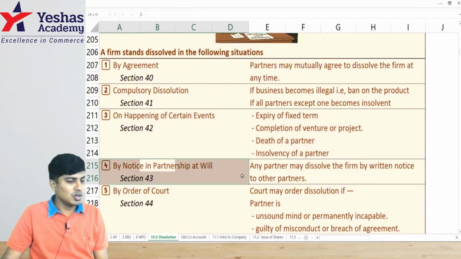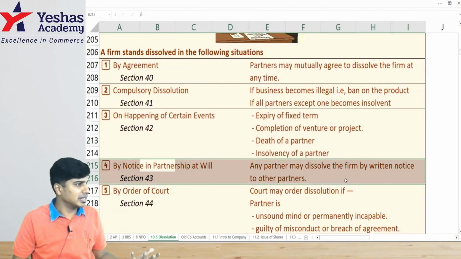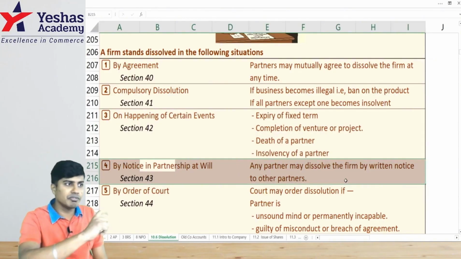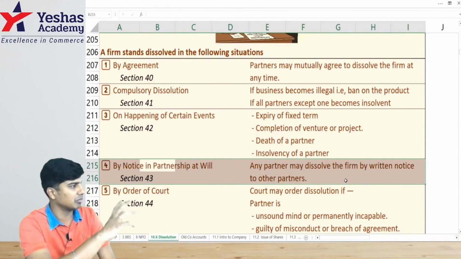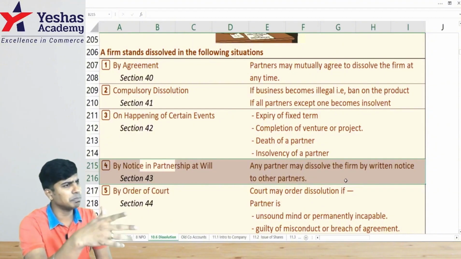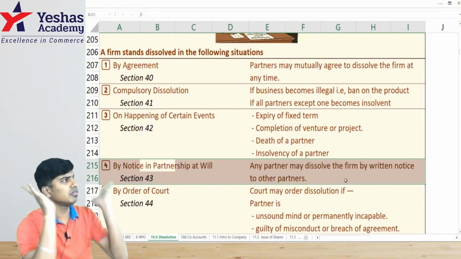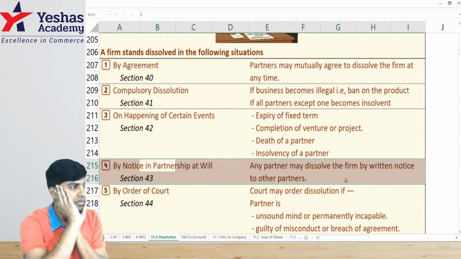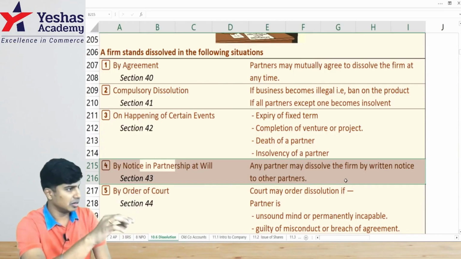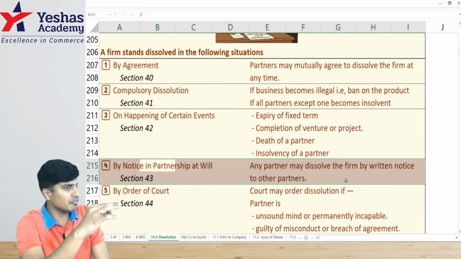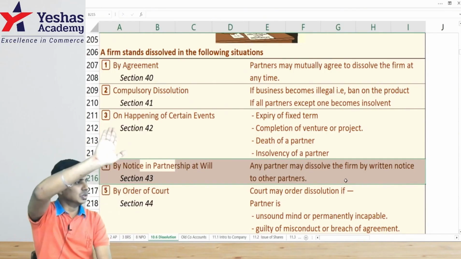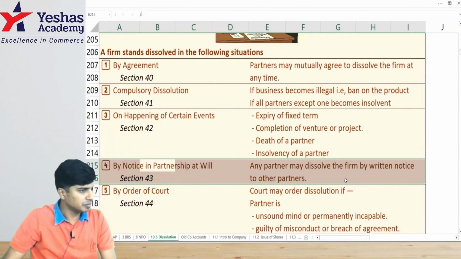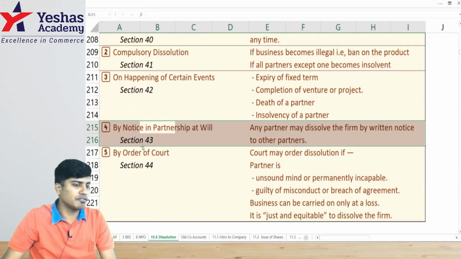Then we have notice by partners, if it is partnership at will. When we entered into the partnership, we did not decide any specific term. We decided to keep the partnership at will. Till the time we want to continue, we will continue. That is partnership at will. If it is partnership at will, by way of written notice, if one of the partners proposes dissolution, the firm will get dissolved.